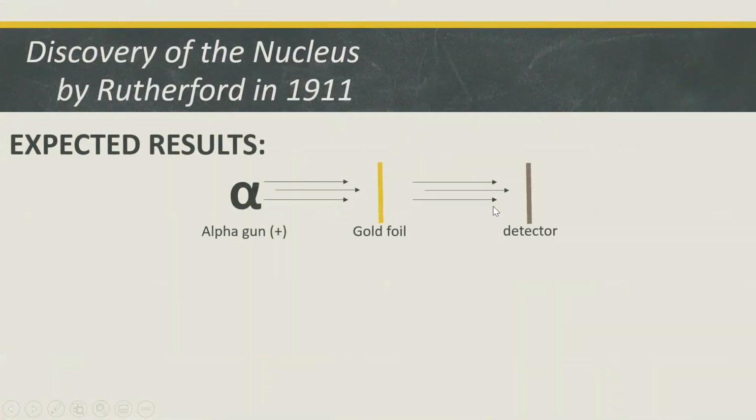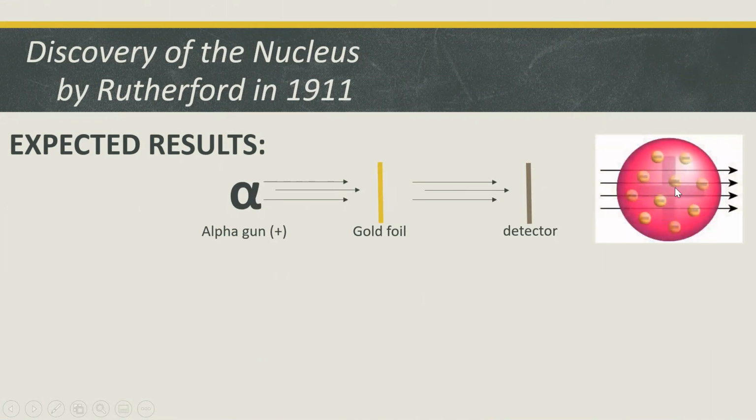So this is what he expected his results to look like. This is the alpha sign, kind of looks like a fish without the tail connected. They were positive. He shot the alpha particles through the gold foil, and he thought they would continue straight through the gold foil and light up right across on the detector. So something like this. And using the plum pudding model, it makes sense because they should have just gone straight through and not really hit anything.